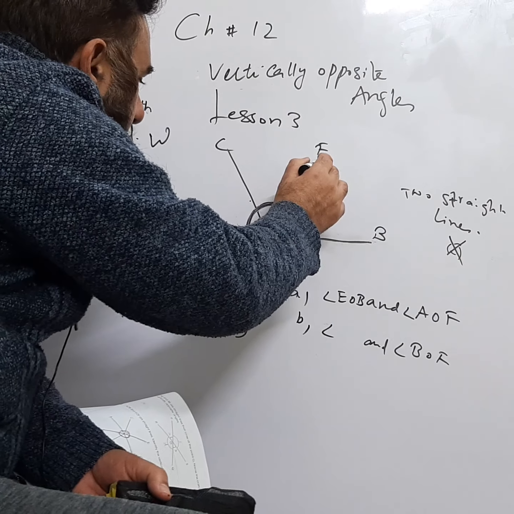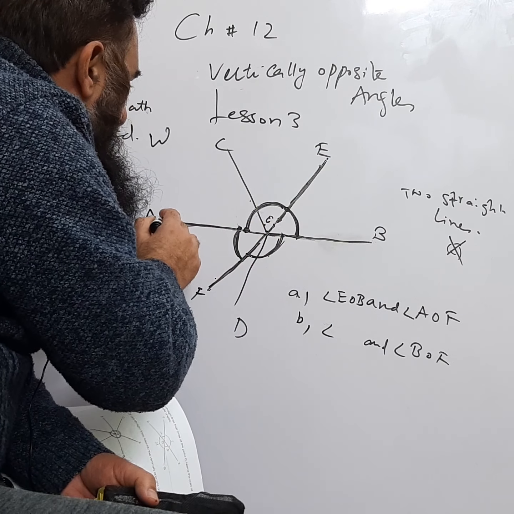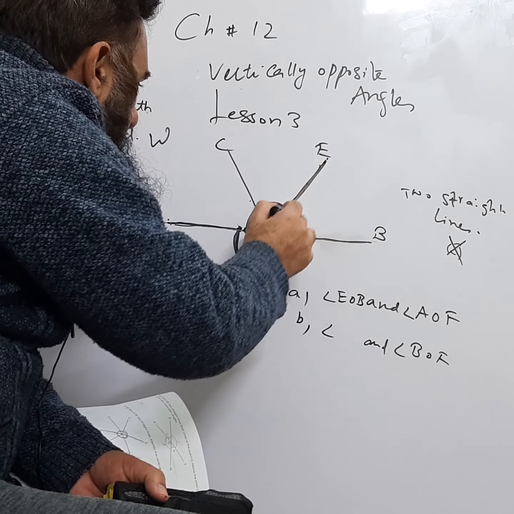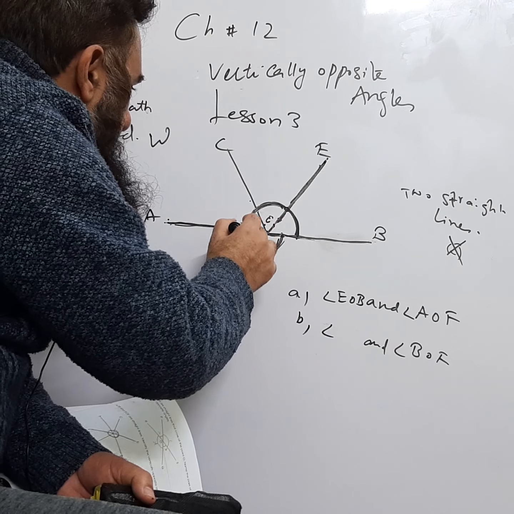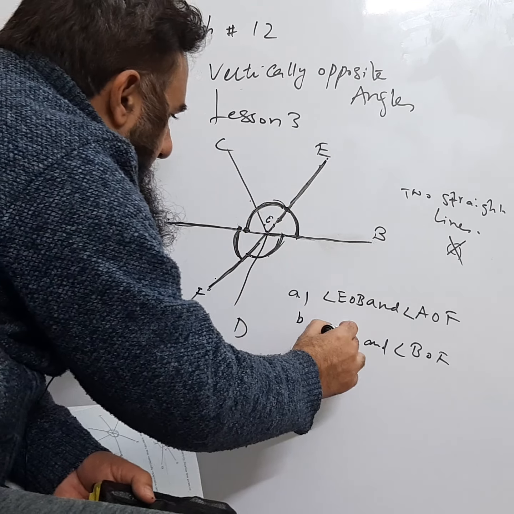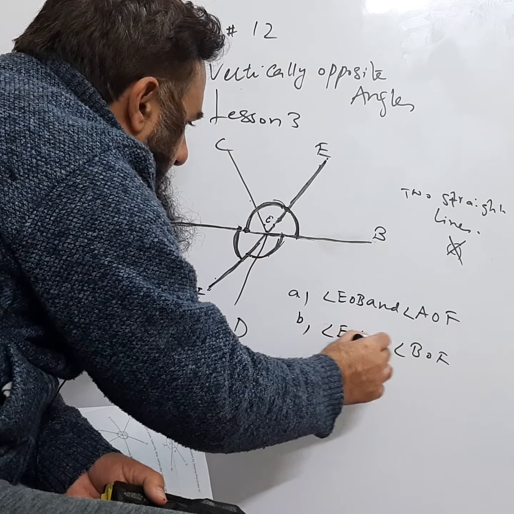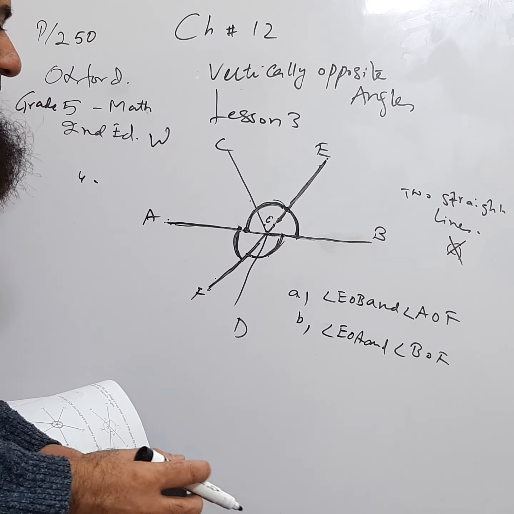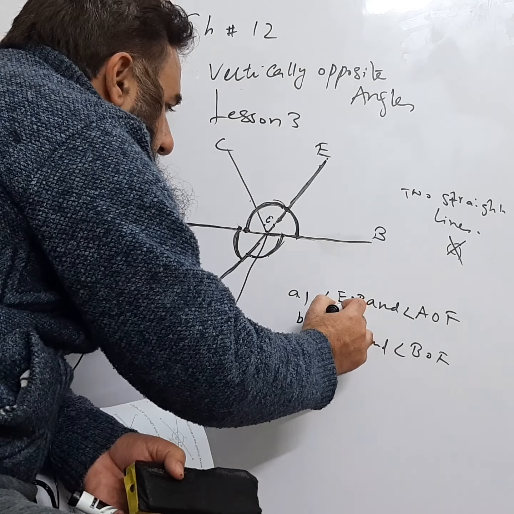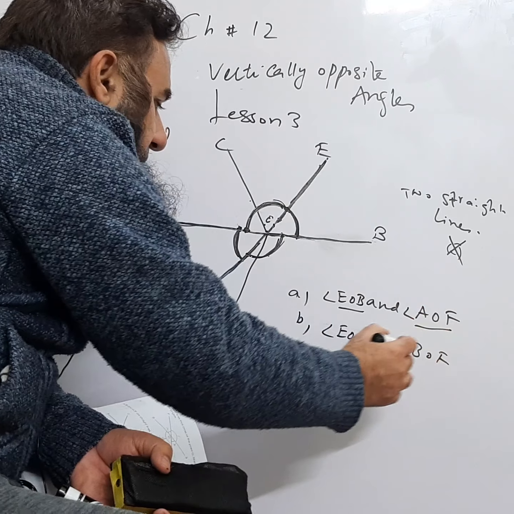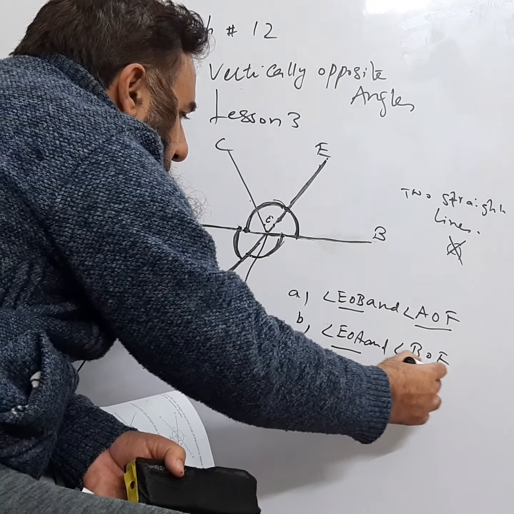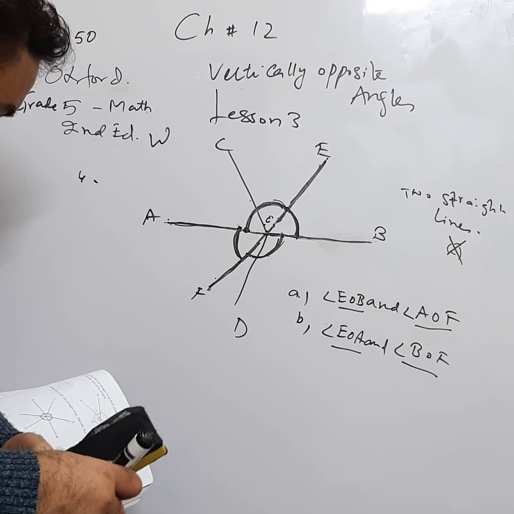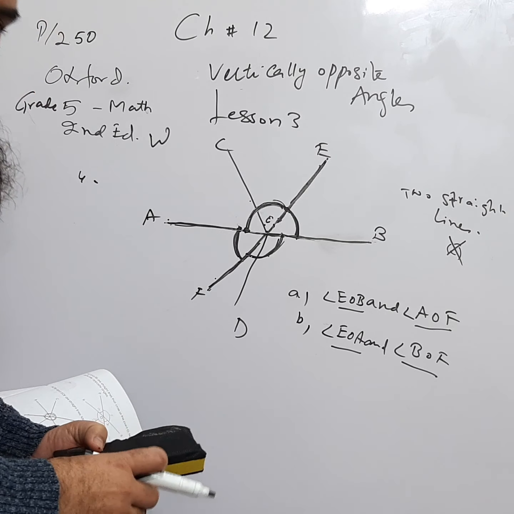EOA, this angle, these are equal. Angle EOA and BOF, these are vertically opposite. This EOB and AOF, these are vertically opposite. EOA and BOF, these are vertically opposite. So this was the answer for question number 4.